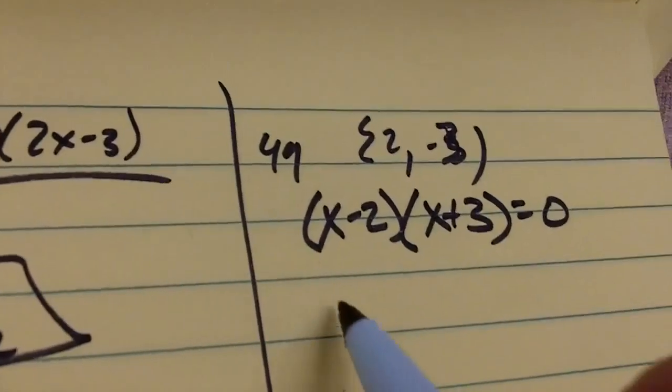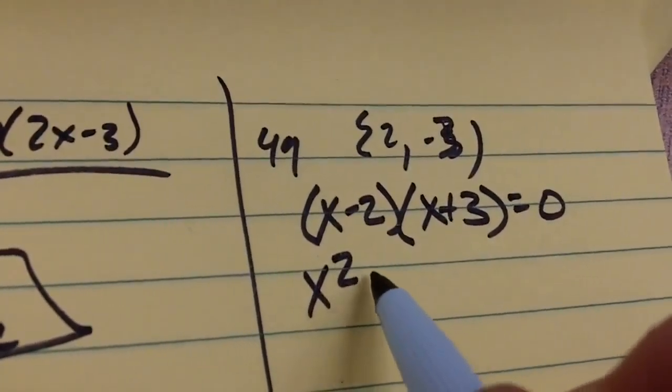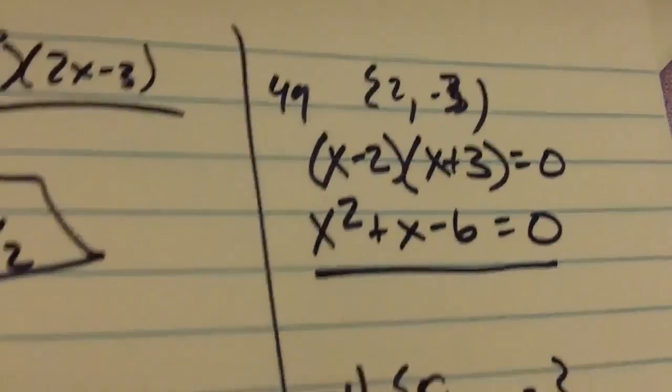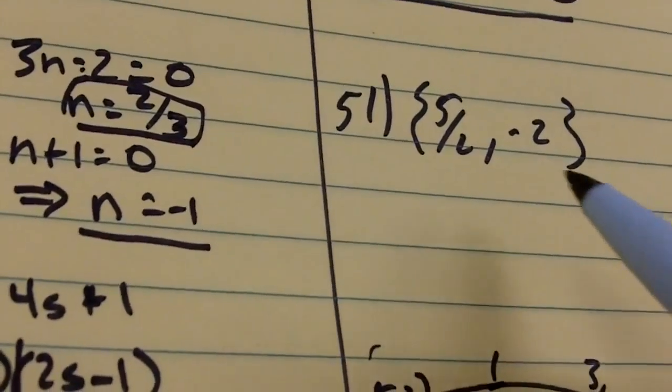I just want to write this in standard form. So I'm going to multiply: x squared plus x minus 6 equals 0. Done. 51 has one with a fraction.